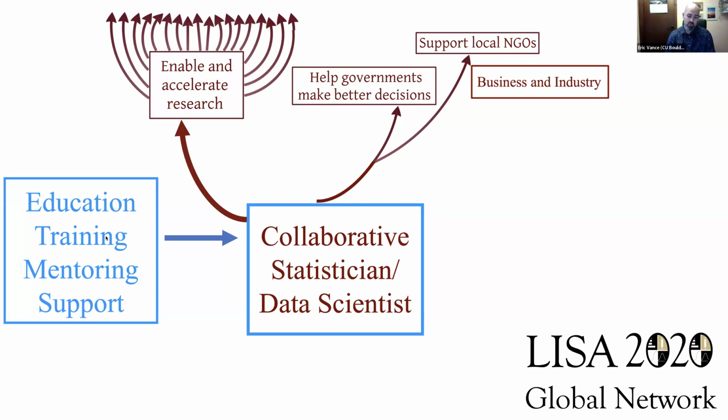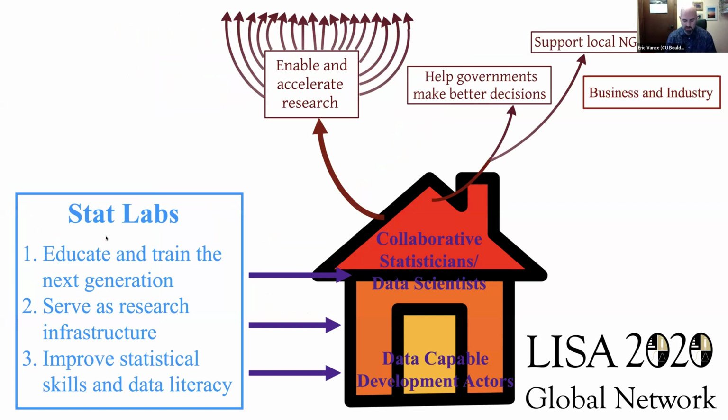Now, the next step after one becomes an individual collaborative statistician is to create a stat lab. So all of you are involved with stat labs. Stat labs educate and train the next generation of statisticians. They serve as research infrastructure for the university, so researchers who need help with statistics can come to the stat lab. And by teaching short courses and workshops, these stat labs improve statistical skills and data literacy. And this combination of the collaborative statistician with a domain expert, somebody we might call a data-capable development actor, that combination can be really powerful and can really drive change and development, sustainable development.